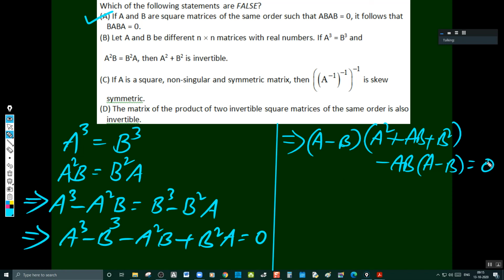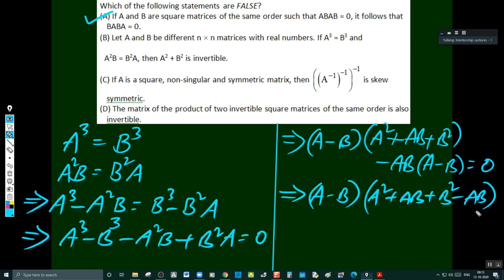Take A minus B common again. What do you get? A square plus AB plus B square minus AB. Yeah, we got it. What happens? This AB gets cancelled now. Now, again, A minus B into A square plus B square is equal to 0 is one of the equations we have got here.